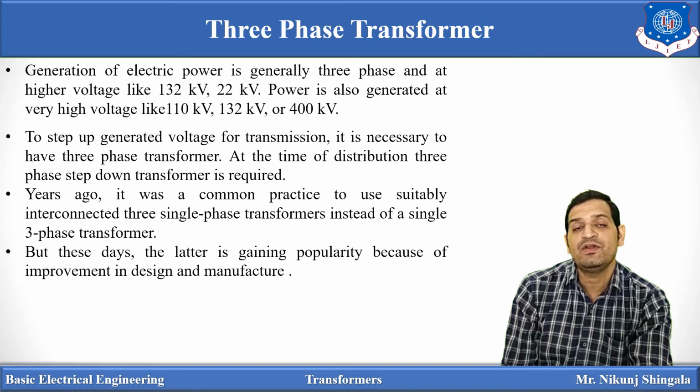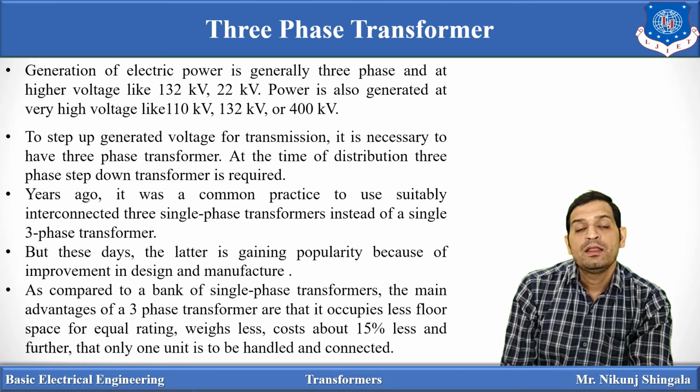Suppose there is a mines application where transportation is difficult. In that case, three single-phase units are used to design the three-phase transformer. Now, as compared to the bank of single-phase transformers, what are the advantages of a single unit three-phase transformer? The advantages are that it occupies less floor space for equal rating. If we are designing an equal rating transformer, then less space is required. A single unit three-phase transformer weighs less, and its cost is also less. Up to 50% of the cost can be minimized if we use a single unit three-phase transformer. Handling is also easy, and maintenance is also reduced.